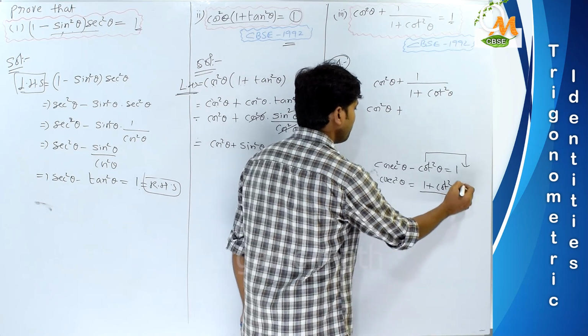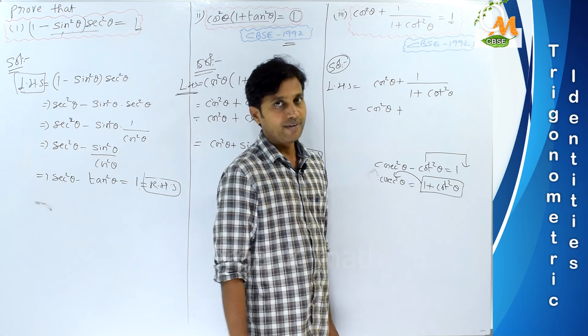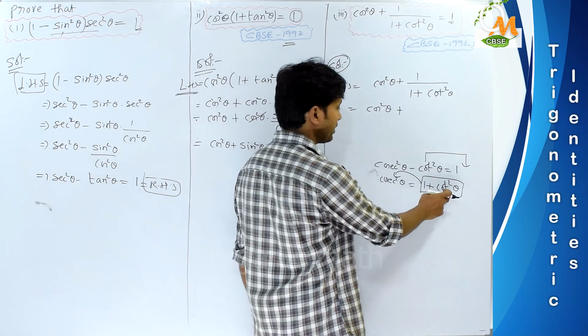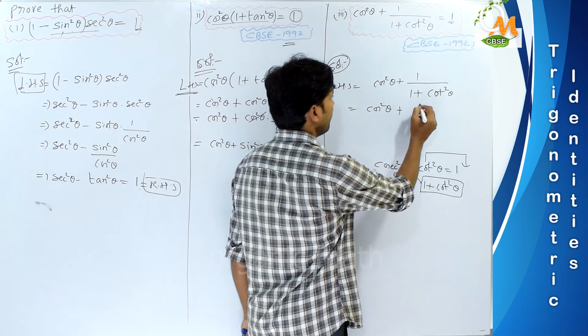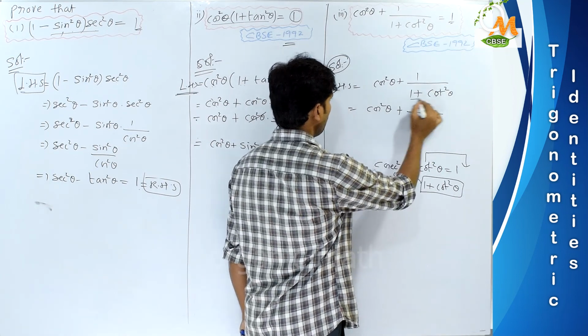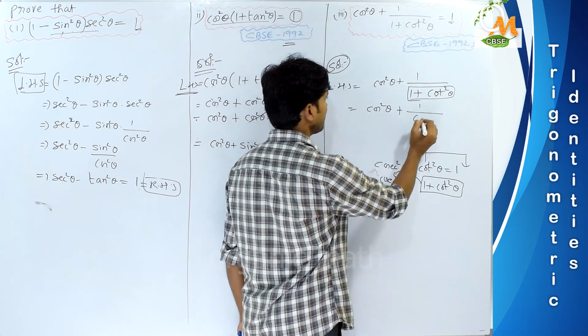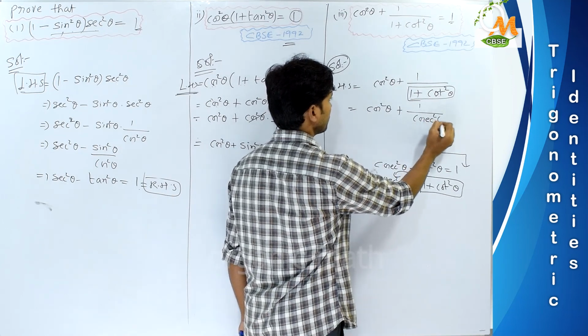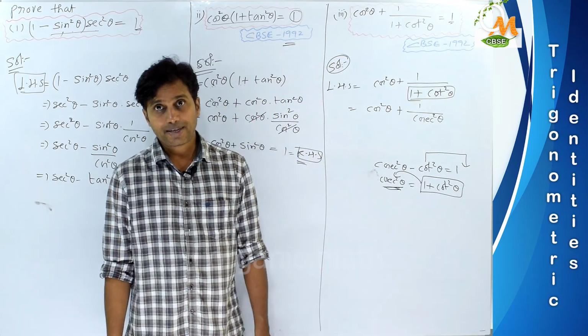Now this 1 plus cot square theta can be expressed as what? Cosecant square theta. Wherever you find 1 plus cot square theta, you can replace it with cosecant square theta. So here, 1 by 1 plus cot square theta can be replaced by 1 by cosecant square theta, right? Now what is your next step?